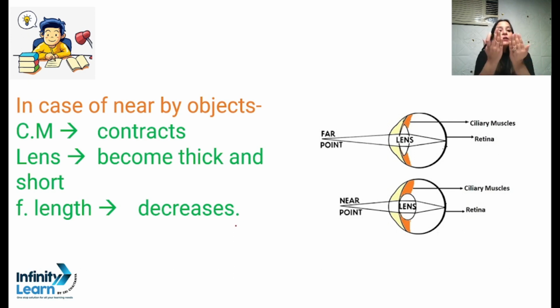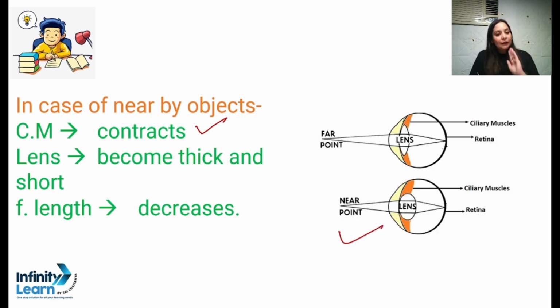Nearby means the objects which are closer to you. So when you wish to see something closer to you, in that case, focal length should decrease. Now how will it decrease? For that, ciliary muscles will contract. This is how it occurs.